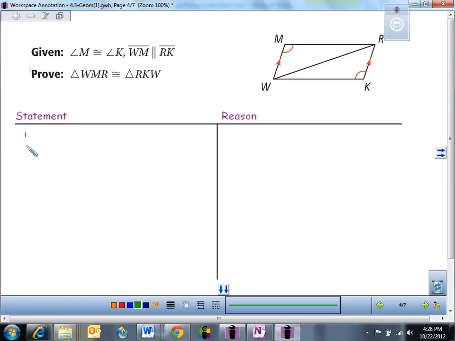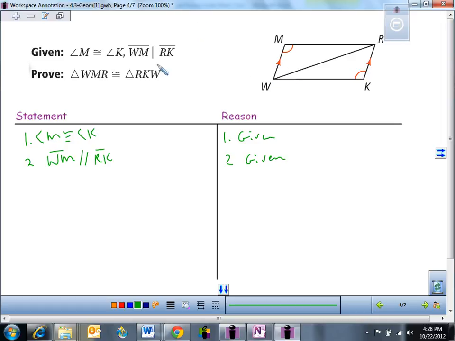Let's get our given information written down. Angle M is congruent to angle K. WM is parallel to RK. So number 1 is given. Number 2 is given. Let's check our marking. So angle M and angle K, and then we have parallel lines. So this brings us back to that chapter 3 where we have corresponding, alternate interior, alternate exterior, and all that.